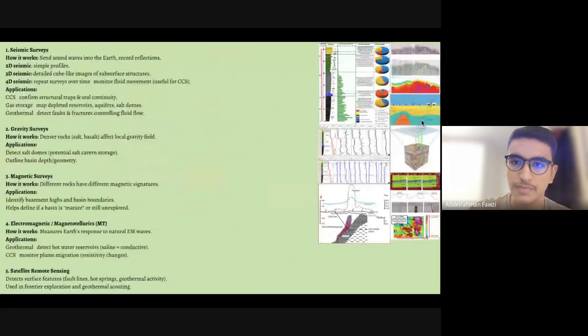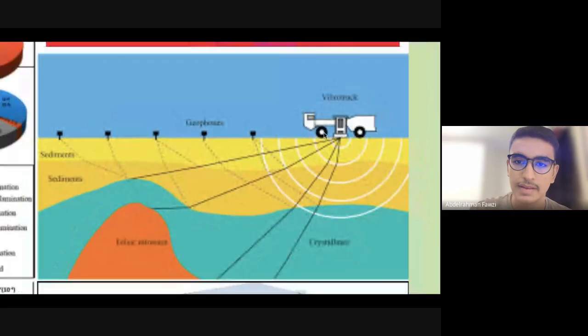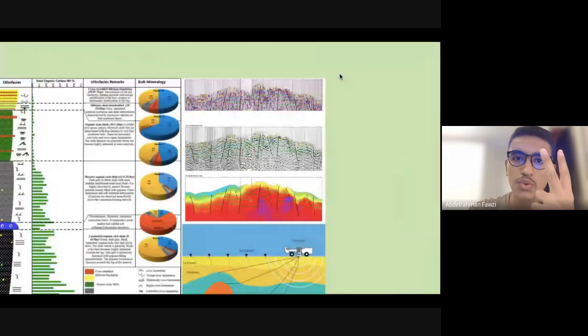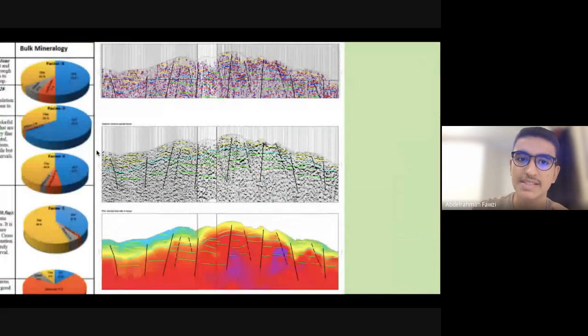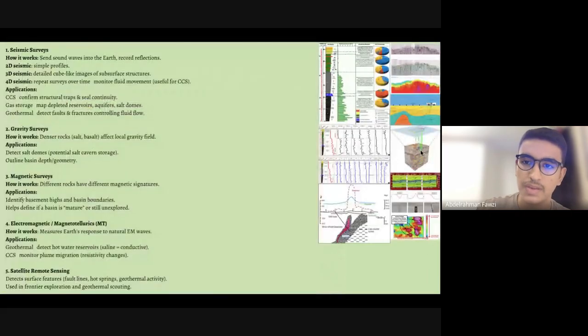So for example, this is 2D seismics, because it is like this axis and that axis. That's why it's 2D seismics. This is the distance that you are moving, and that's the elevation. Now we need to do 3D seismics.